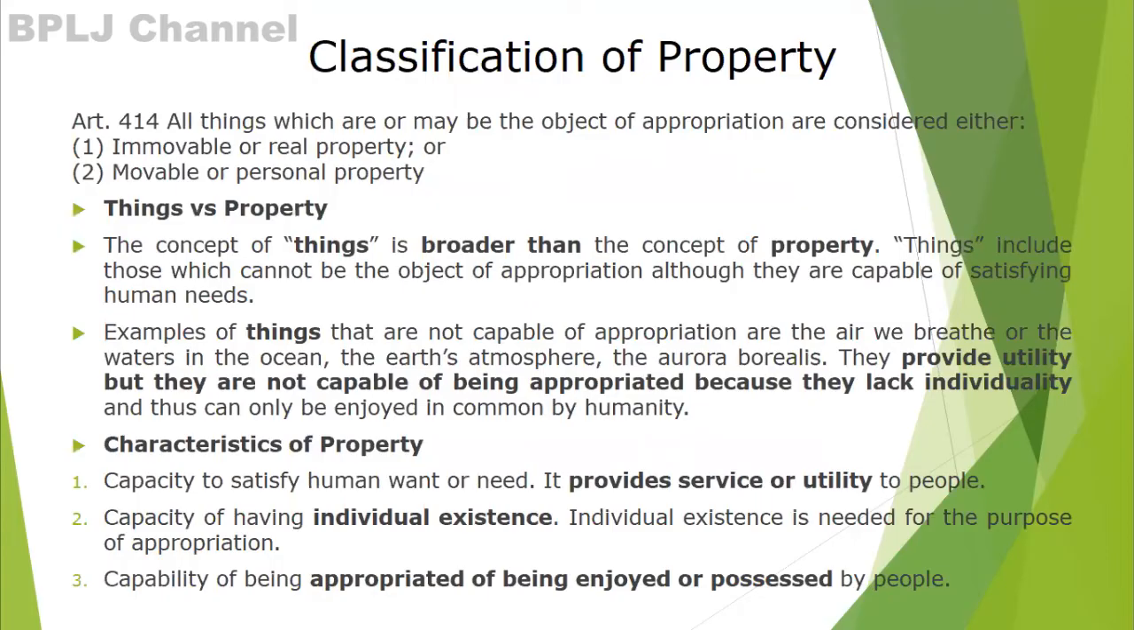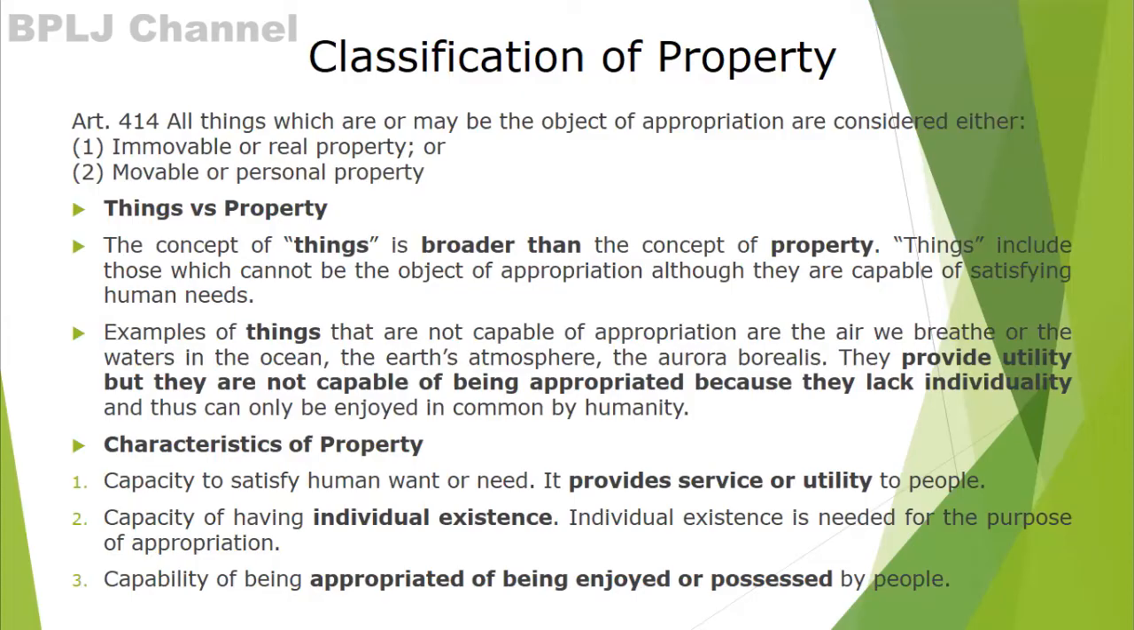Article 414 of the new Civil Code classifies properties according to their nature. And the classification is immovable as well as movable properties. If we read Article 414, it states that all things which are or may be the object of appropriation are considered either as immovable or movable properties.